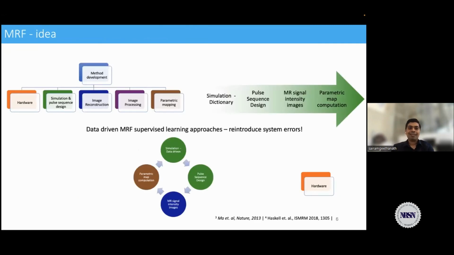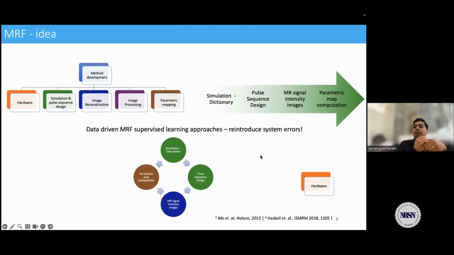The idea in general is we've been thinking about MRI method development in standalone buckets of hardware, pulse sequence, image reconstruction, image processing, and parametric mapping if you need a parameter like T1 and T2. The fingerprinting kind of combines all of this into a monolith.